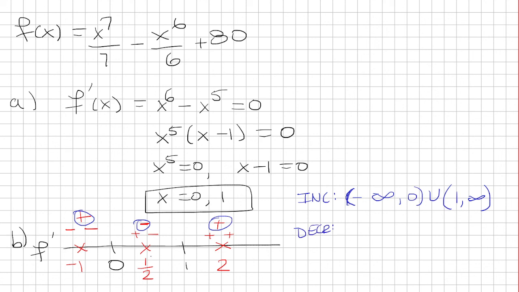Now decreasing will be everywhere else, which is between 0 and 1. And again, just don't include 0 and 1. So that's our answer.